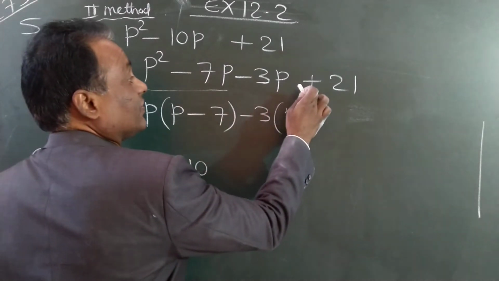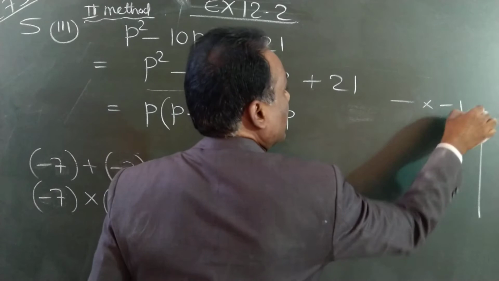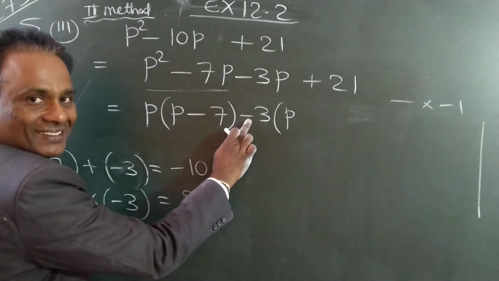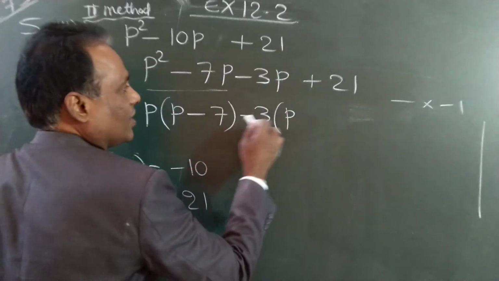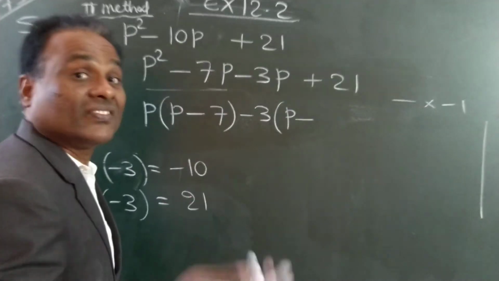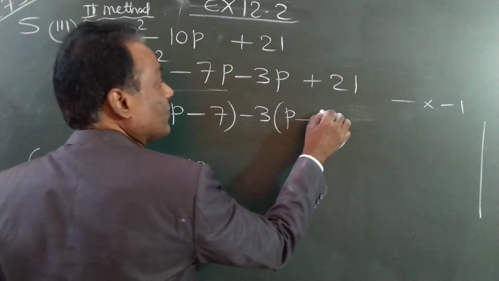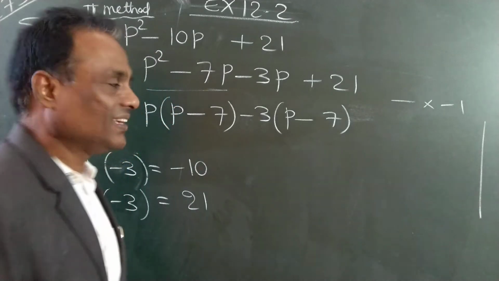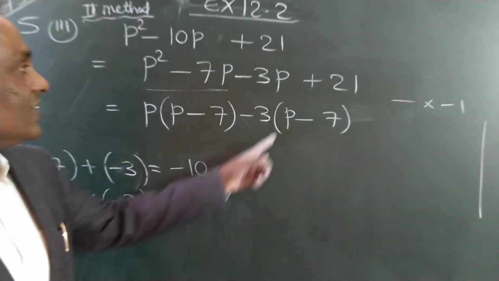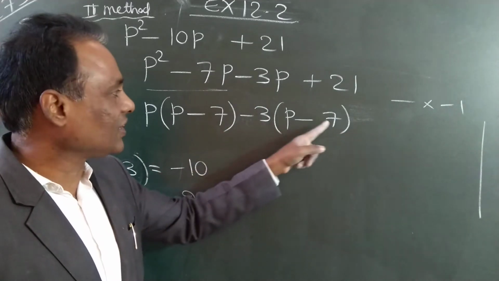Minus common means the sign will change, because plus is minus into minus. Minus into minus is plus. 1 minus I took common, another minus remains. And 21 is 3 sevens. 3 sevens are 21. 3 common means 7 remains. 21 can be written as 3 into 7. 3 I took outside, so 7 remains.